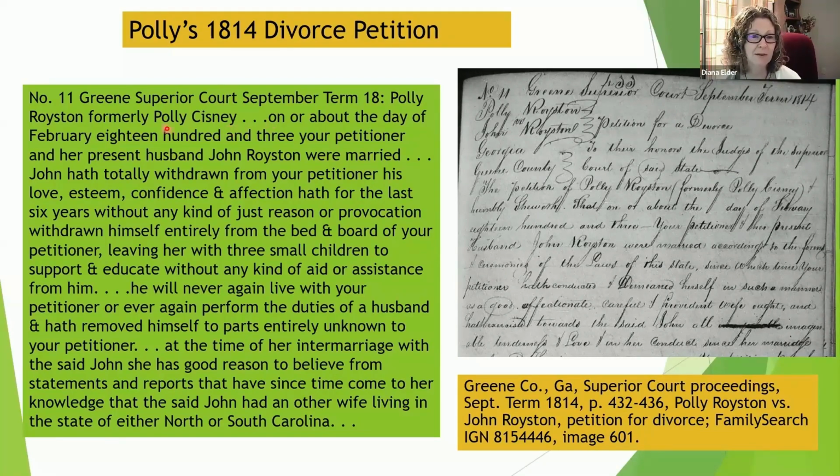On or about the day of February 1803, your petitioner and her present husband, John Royson, were married. John hath totally withdrawn from your petitioner his love, esteem, confidence, and affection, hath for the last 6 years, without any kind of reason or provocation, withdrawn himself entirely from the bed and board of your petitioner, leaving her with 3 small children to support and educate without any kind of aid or assistance from him. He will never again live with your petitioner, or ever again perform the duties of a husband, and hath removed himself to parts entirely unknown to your petitioner.